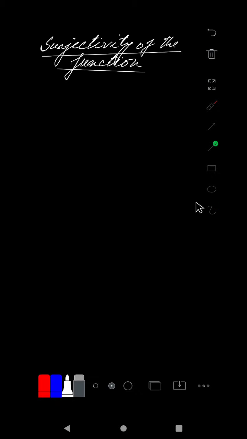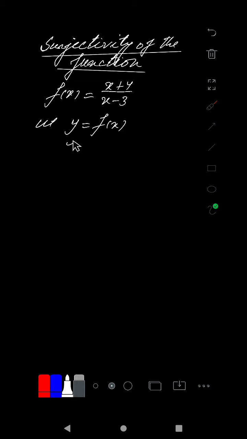Now we have to check surjectivity of the function. For checking surjectivity of a function, we need to find its range. So f(x) is equal to x plus 4 upon x minus 3. For finding the range of the function, the steps are, first we take y is equal to f(x), then we write the value of f(x) over there, y is equal to x plus 4 upon x minus 3.